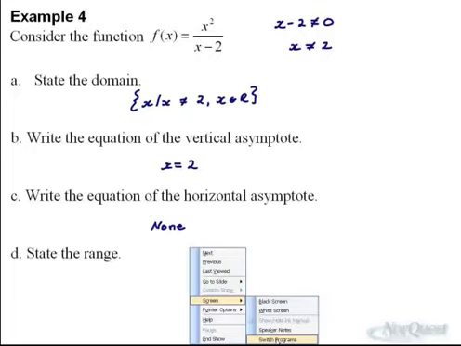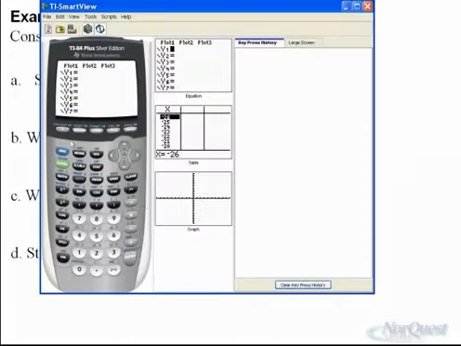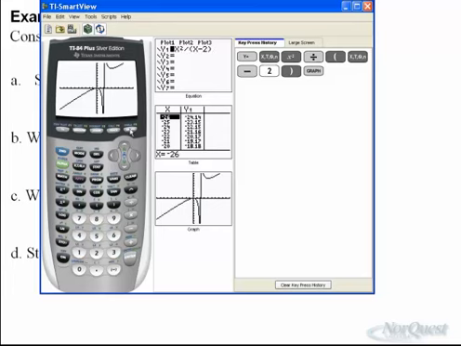This is a popular function, by the way. Let's put in y equals x squared divided by x minus 2. Graph it. And notice that this is a slightly different picture. You can see that we do have that vertical line at 2, so we are going all left and right of that.